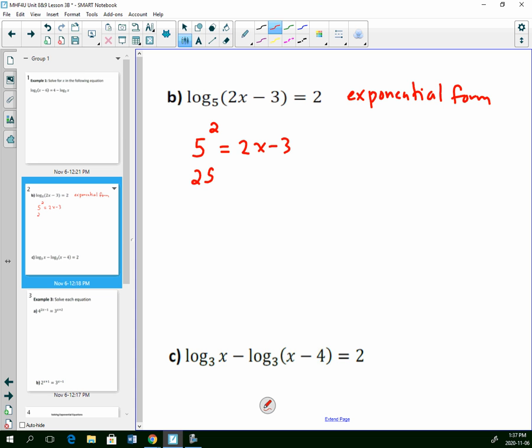And then I can just solve. So we can just apply our power, add 3, and then solve for x. Okay, so if it's just one log, it's pretty simple. Just put it in exponential form.